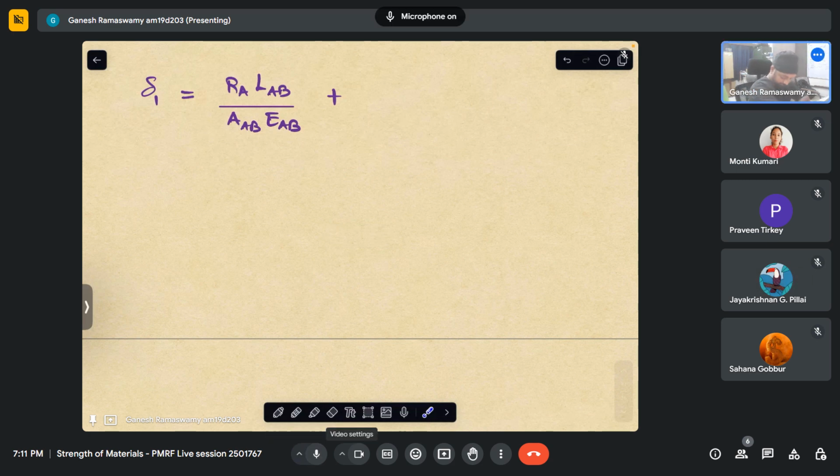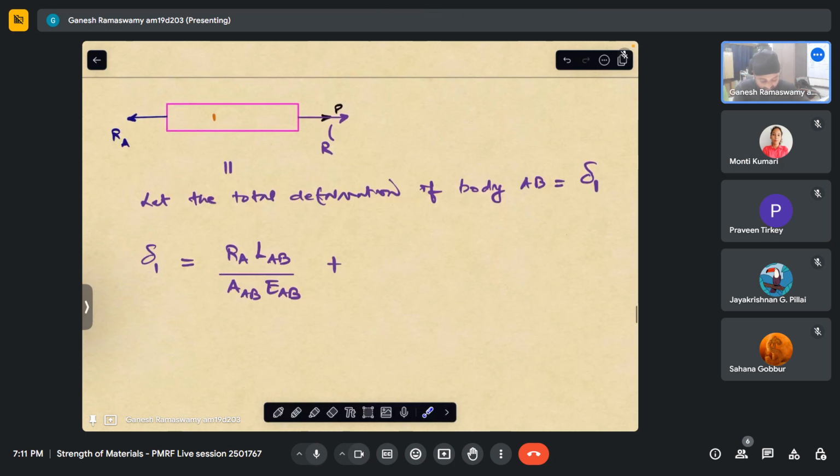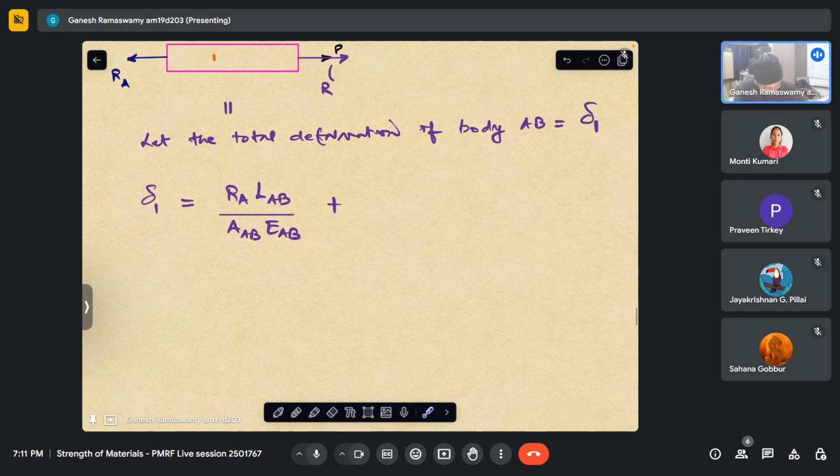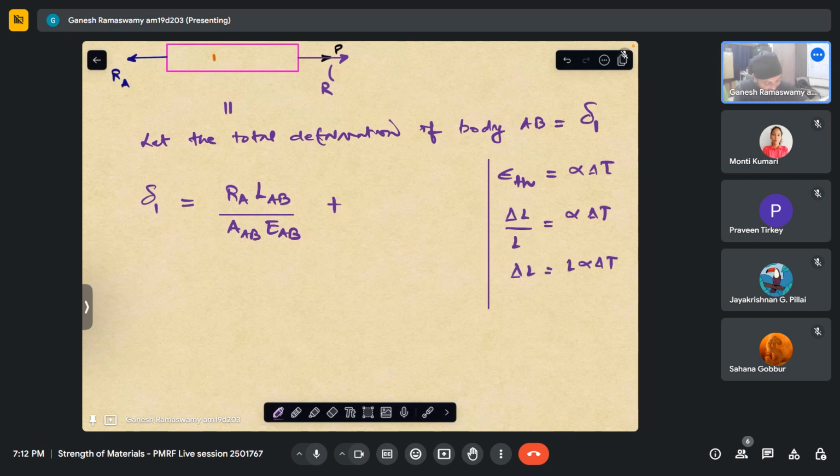I'm sorry about that. So this is because of the axial pull, and then there is a thermal expansion. Because of the thermal expansion, what will be the change in length? Epsilon thermal is given by change in length by the length, which is alpha delta T, or the change in length is given by L alpha delta T. This is just an aside as to how this is calculated. So this will be nothing but L_AB into alpha_AB into delta T.